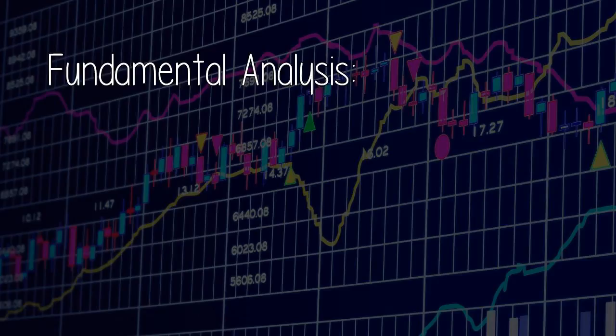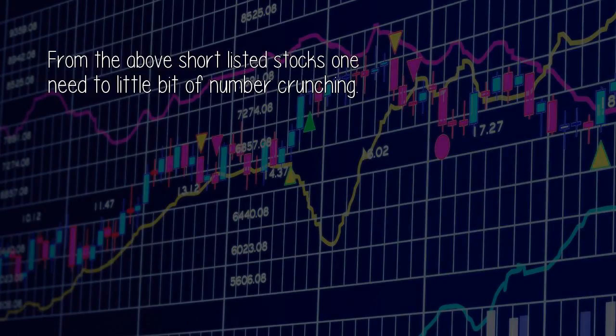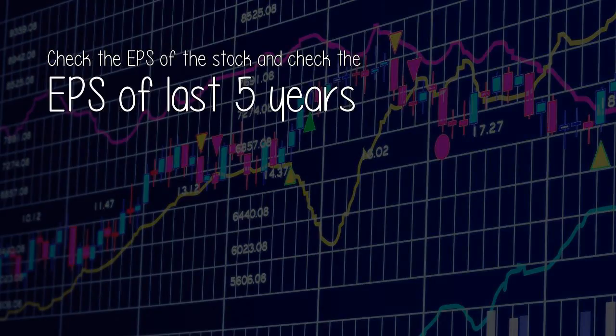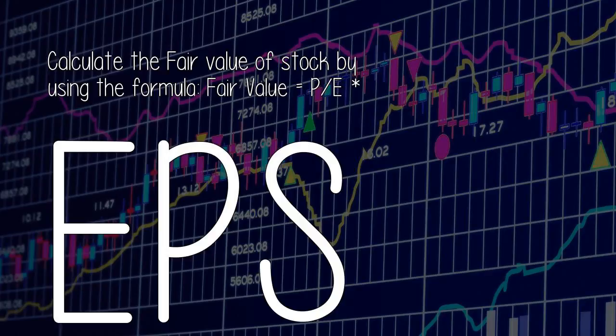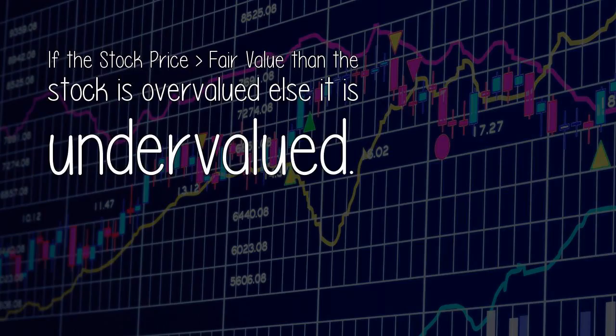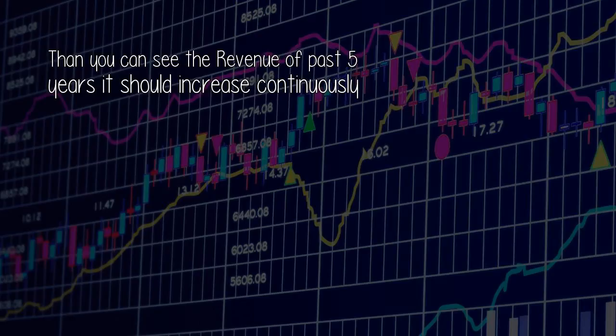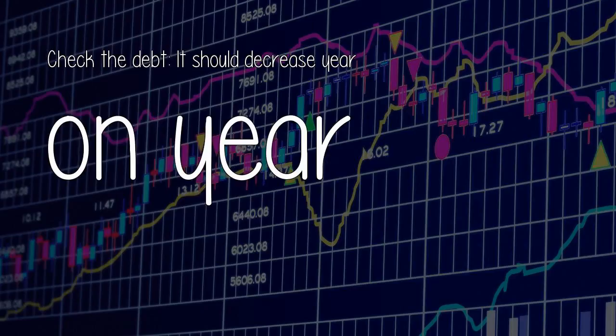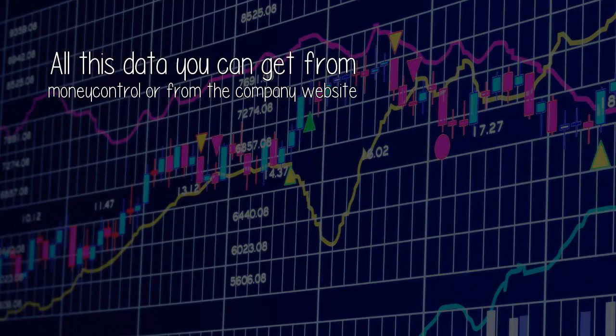Fundamental analysis. From the above shortlisted stocks, one needs a little bit of number crunching. Check the PE of the company and industry. Check the EPS of the stock and check the EPS of the last 5 years. Calculate the fair value of the stock by using the formula, fair value equals PE times EPS. If the stock price is greater than fair value, then the stock is overvalued, else it is undervalued. Then you can see the revenue of the past 5 years, it should increase continuously. Net sales from operations. Check the debt, it should decrease year on year. All this data you can get from Moneycontrol or from the company website.